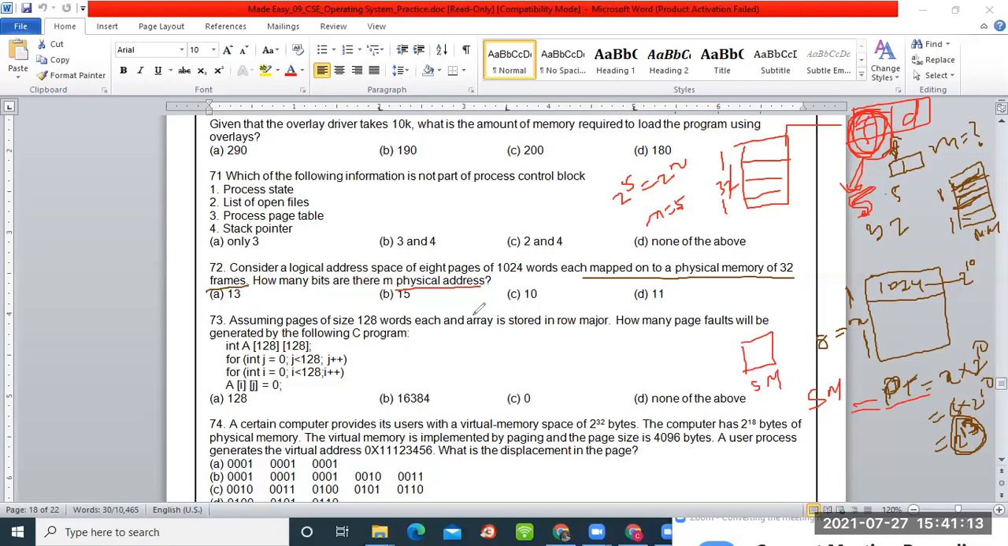If I know the number of pages, there are 8 pages. Can I find the page size? Yes, we can find it. The number of pages into the page size will be equal to the total memory, which is 2 to the power of 13. There are 8 pages, that means 2 to the power of 3 into page size equals 2 to the power of 13. So the page size equals 2 to the power of 10.